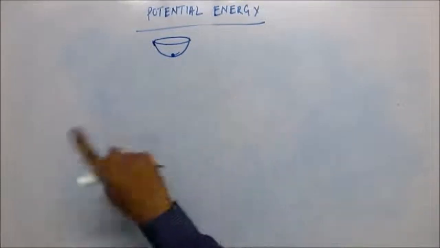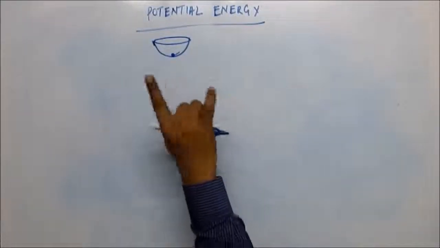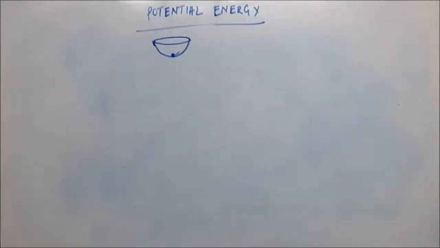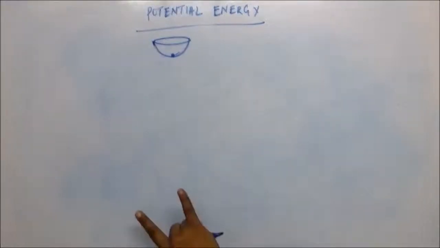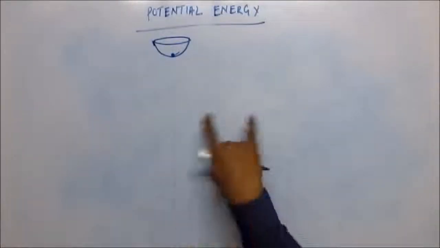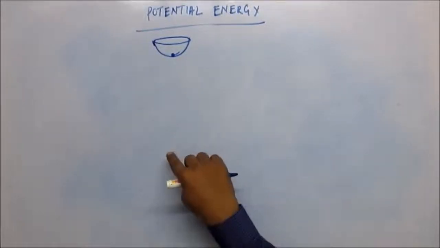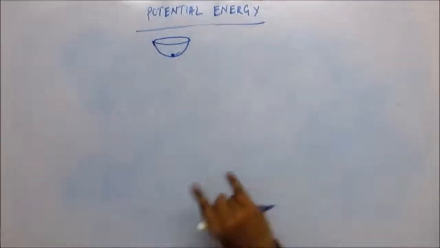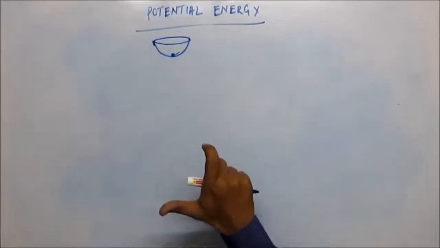We give a nudge on both sides, in all directions, and it is going to come back to the same point. Now this kind of position is called stable equilibrium. It is an equilibrium because it is at rest, and it is stable because any disturbance is mitigated naturally and the ball comes back to the original position. So if there is a tendency to come back to the same position, then that equilibrium is called stable equilibrium.